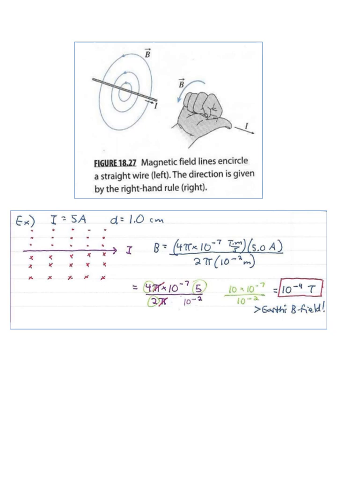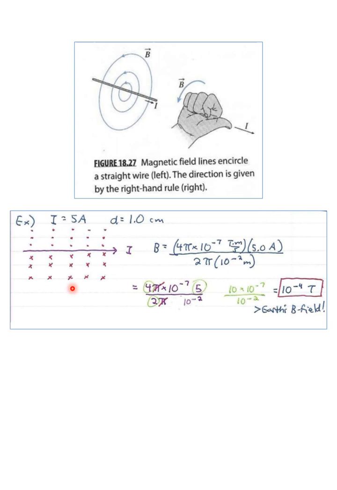And let's look at an example. Let's say we have a wire. I've drawn it to the right. The current goes to the right, and it's got a current of 5 amperes. And let's say we want to look at what is the magnetic field 1 centimeter away from the wire. Well, first let's use the right-hand rule to see what direction it's going.